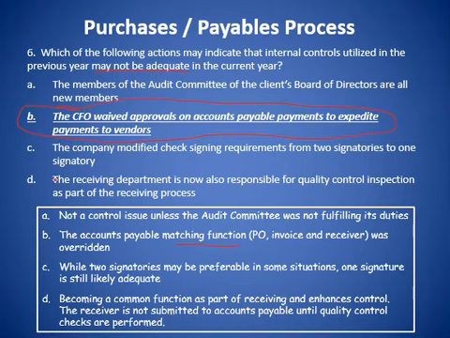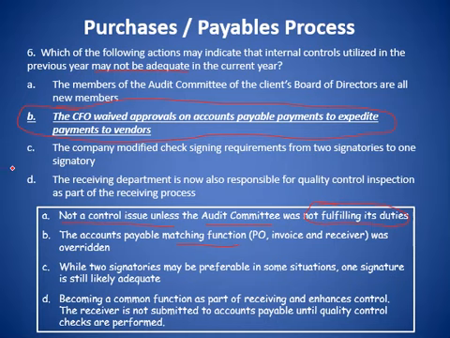Now, if we take a look at these, it's probably a good idea just to review these other answers, since the questions tend to be a little bit more ambiguous and not cut and dried. The first one is the members of the audit committee of the client's board of directors are all new members. Typically this wouldn't be a control issue unless for some reason the new audit committee was not fulfilling its duties. In other words, we can't assume that the new committee, just because they're new, is doing things wrong unless we're told that.